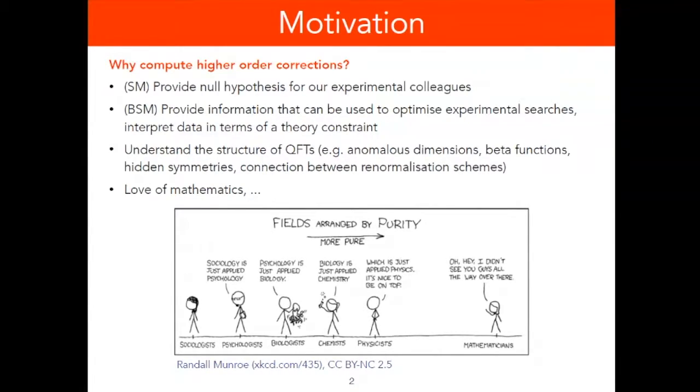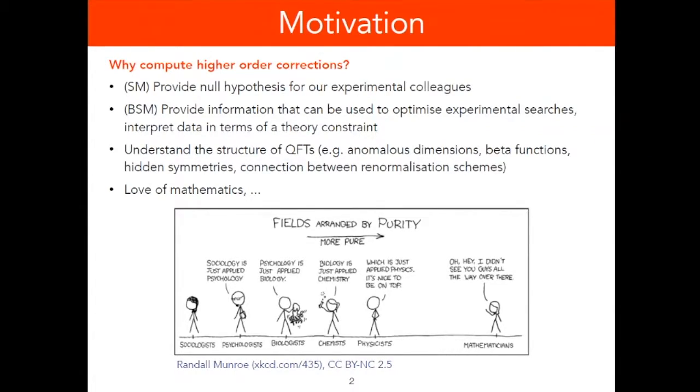To fulfill this goal, they need access to that result. They need to easily be able to plug that into their analysis framework. If we think more about BSM, then we could be providing information that they can use to optimize their experimental searches, or to interpret the data in terms of a theory constraint. There we might be looking at their data and seeing what that imposes on our model. For that, maybe we need a lower level of accuracy just to get a rough idea of the constraints. But in some situations, maybe we also need very high accuracy.